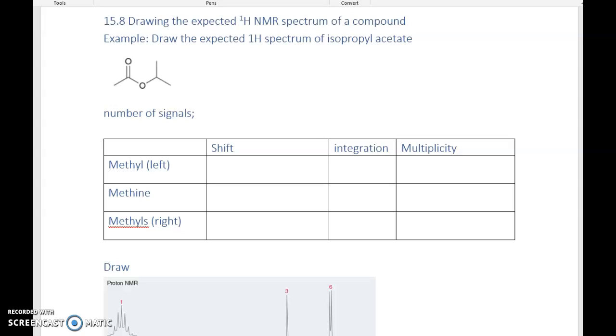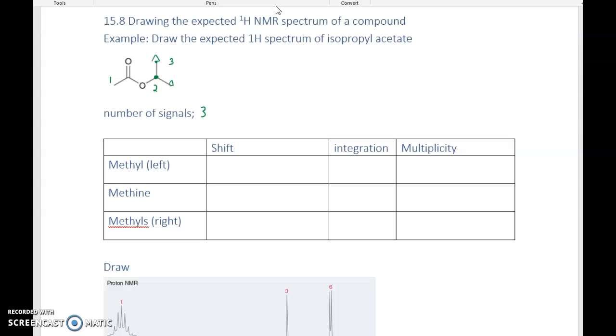So now it's time to pull everything together and predict what the spectrum of a compound should look like. The first thing we want to look at is the number of signals. We'll expect a signal from these protons. We'll expect a signal from the proton that's attached to the carbon here. And we'll expect a signal from these protons at this position. So there'll be 3 signals.